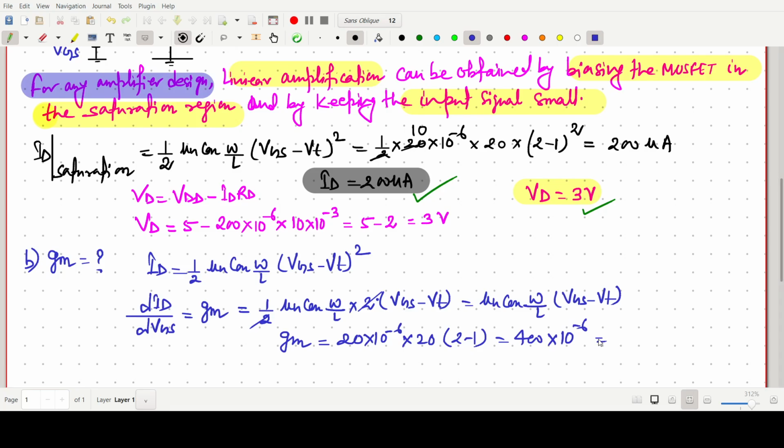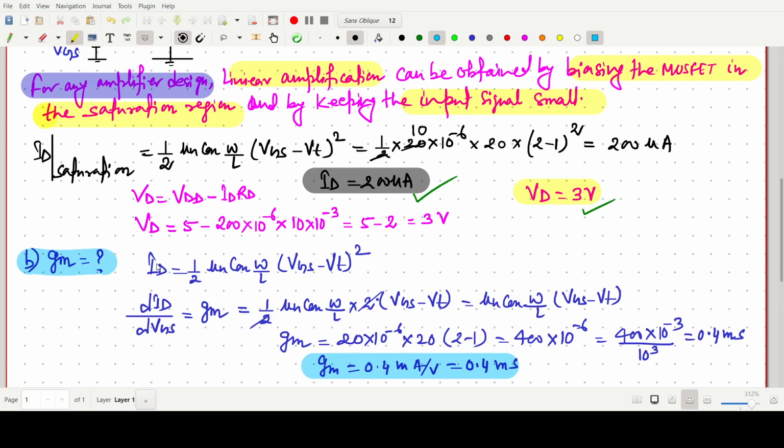Generally the transconductance is in millisiemens. So we can write 400 into 10 to the power minus 6, which gives 0.4 millisiemens, or GM can be written as 0.4 milliampere per volt, or 0.4 millisiemens, anything you can write. This is the transconductance calculation by using the drain current equation in the saturation region.